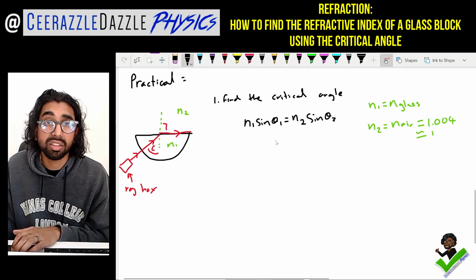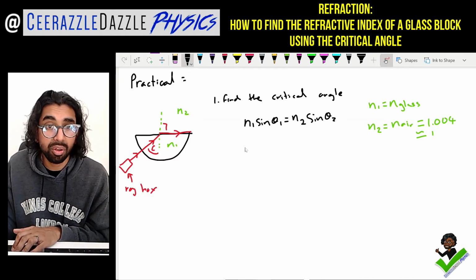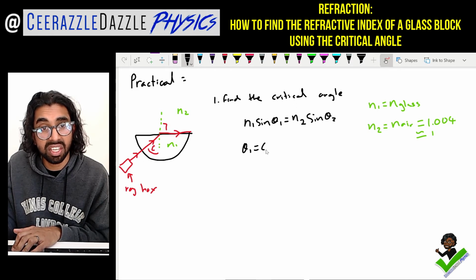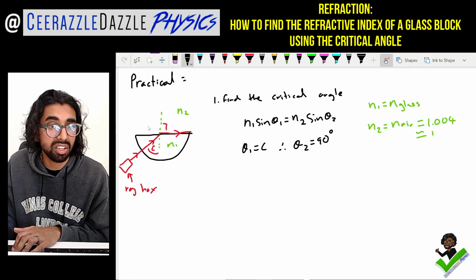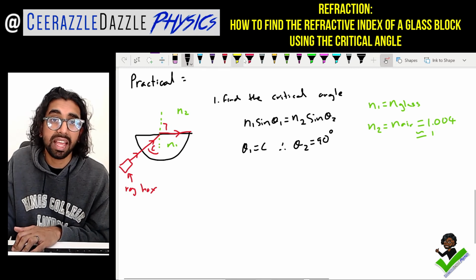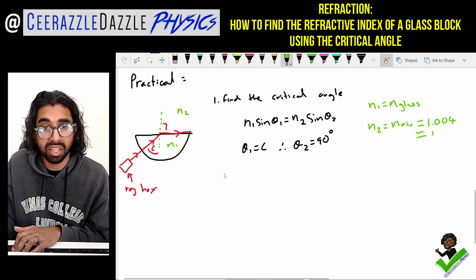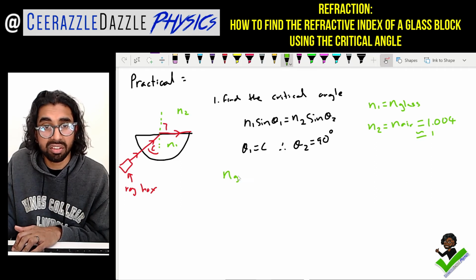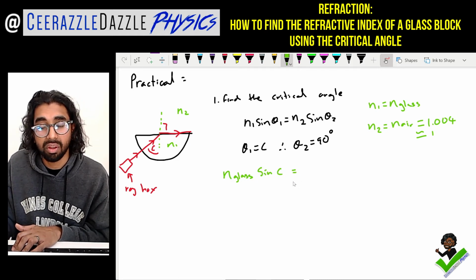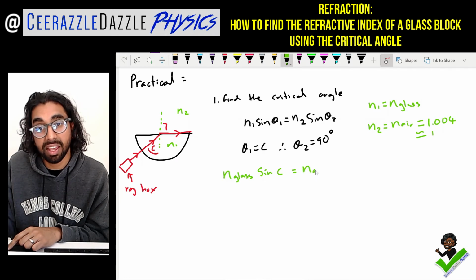Right, so now we're going to rewrite our formulas. So we now know that when theta 1 is equal to C, therefore the angle of refraction, or theta 2, will be equal to 90 degrees. Okay, look, it's 90 degrees there. Theta 1 is equal to C. Now, into our formula it then goes. It's going to be the refractive index of glass, because that's n1, don't forget that, times sine of the angle C, which will be equal to the refractive index of air, n air, times sine of the angle theta 2, but theta 2 is 90 degrees over here.